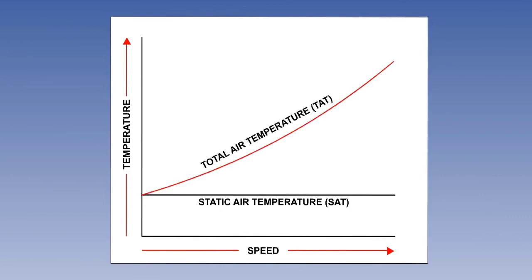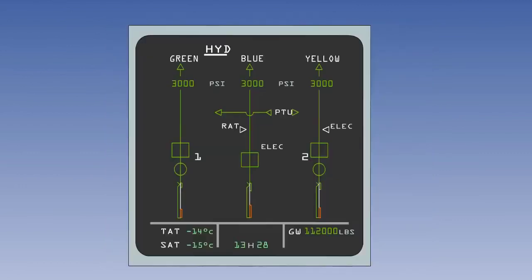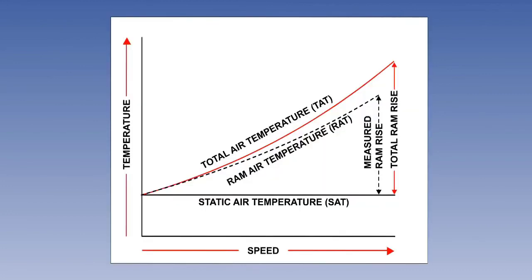The heating effect would give us total air temperature if the measurement process were 100% efficient. The difference between the static air temperature and total air temperature is called total ram rise. The laws of thermodynamics are such that the combination of kinetic and adiabatic heating will always add up to the total ram rise. However, because of measurement inefficiencies, the measured ram rise is less than the total ram rise. What we see on the gauge is the ram air temperature. The ratio between the measured ram rise and the total ram rise is called the recovery factor.